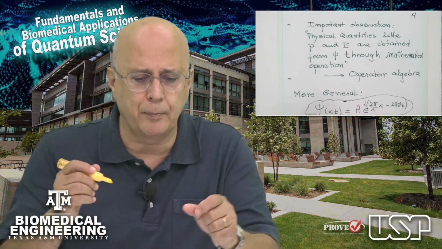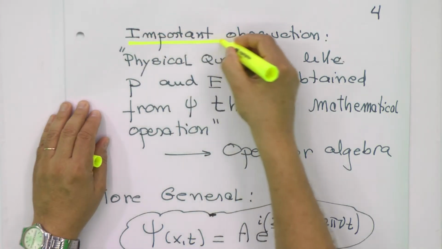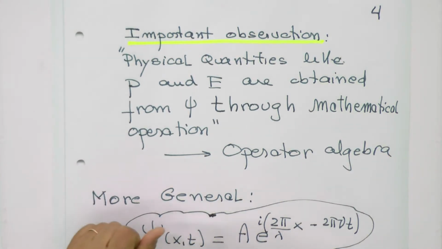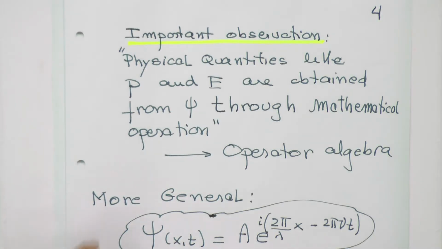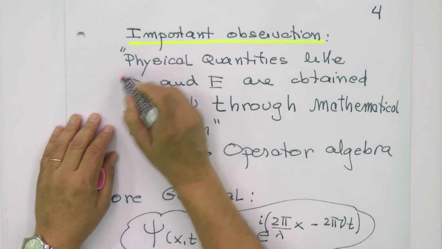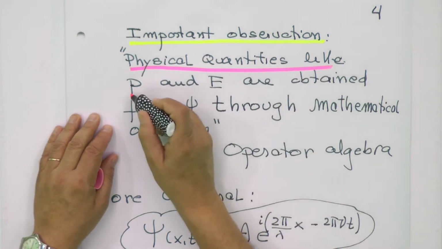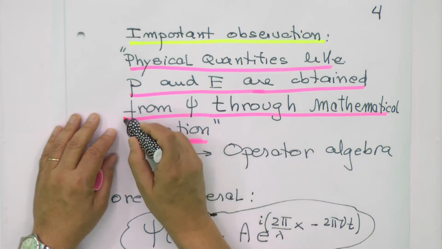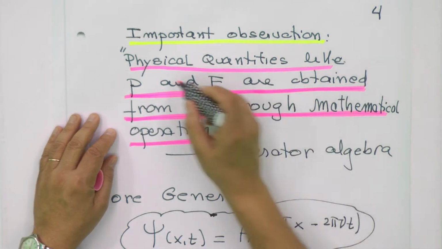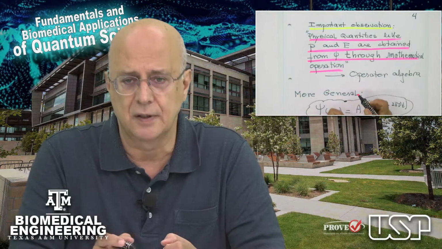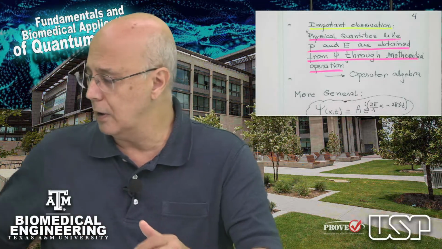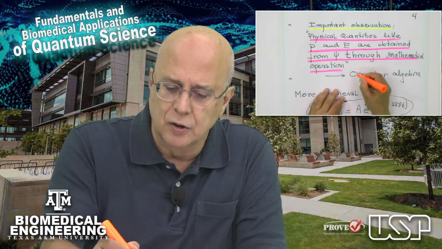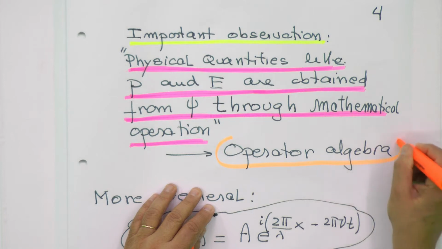Then, I come with an important observation. Very important observation. First of all, you have to write and keep that in your heart, that physical quantities like momentum and energy are obtained from the wave function through mathematical operations. You already saw that. We're going to do a lot of mathematical operations on the wave function to get physical properties. In fact, quantum mechanics is built up on what we call operators. Operators are things that make a mathematical operation on the wave function. So this gives us the beginning of what we call operator algebra.